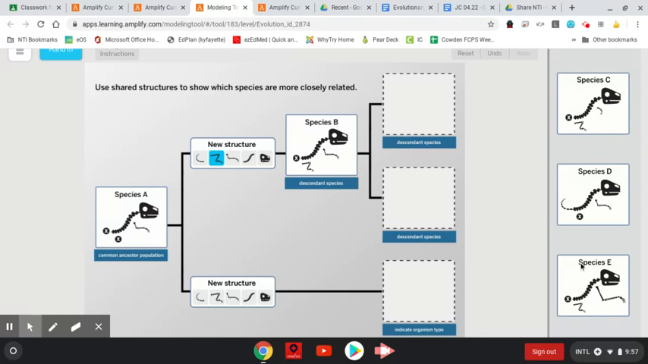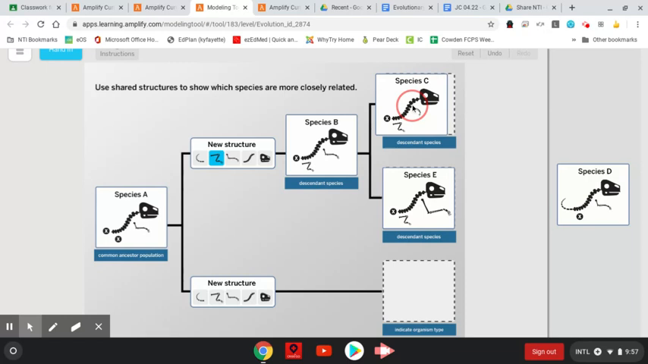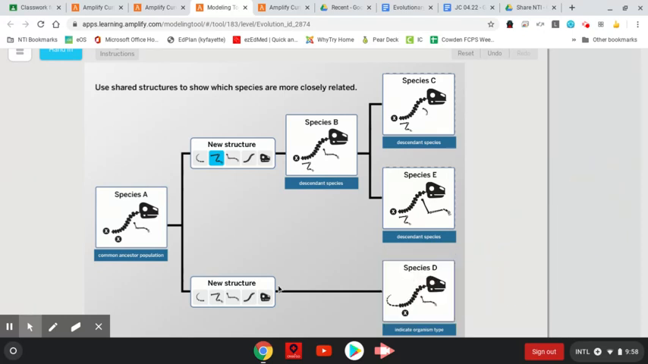So let's go ahead and pick the ones that we know would be related because it has back legs. And this one has back legs. Alright, and that leaves our final species, species D. He is all by his lonesome, so he has to go over here. Now, he is not a common ancestor because he is after species A, so he would have to be a descendant.